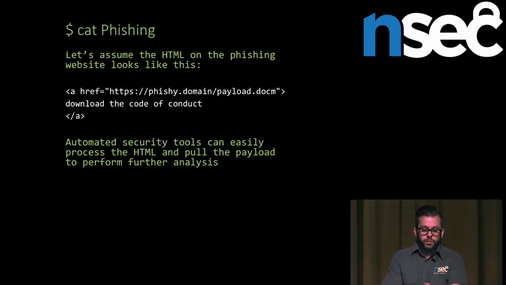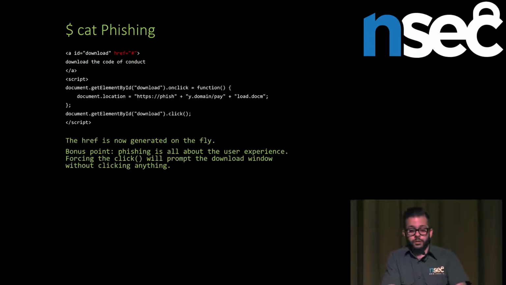So this is a typical website. You have your link that points to this website, and the website has a link to this shady Word-enabled macro document, and you just click on it. Most of the tools are actually going to parse the HTML, find the link, and actually get to the payload. They're going to analyze it and potentially detect you. So if there's a way to hide this URL, why not do it? And JavaScript is exactly the tool that you need.